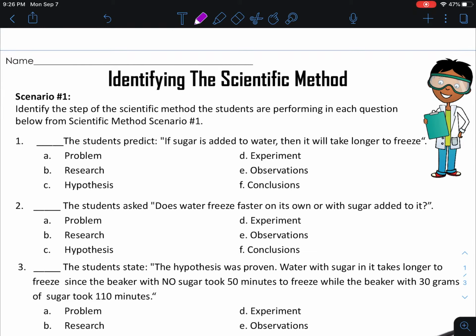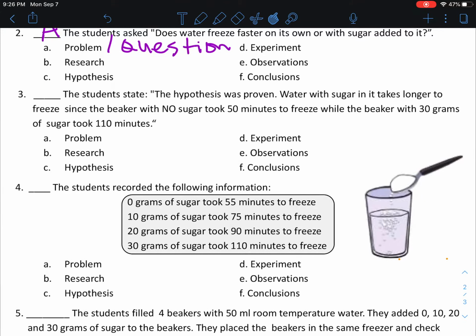The students predict if sugar is added to water, then it will take longer to freeze. That is a hypothesis. The student asked, does water freeze faster on its own or with sugar in it? That is their problem, their problem or question, right? The student states the hypothesis was proven. Water with sugar in it takes longer to freeze since a beaker with no sugar took 50 minutes to freeze while the beaker with 30 grams of sugar took 110 minutes. That is their conclusion.